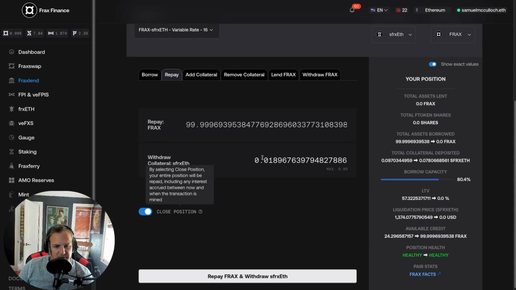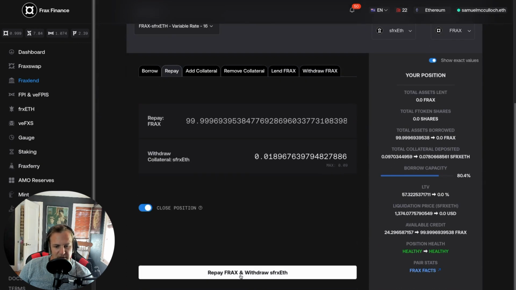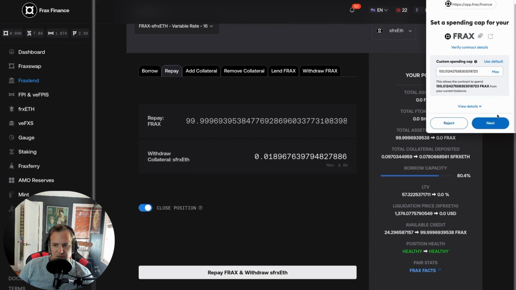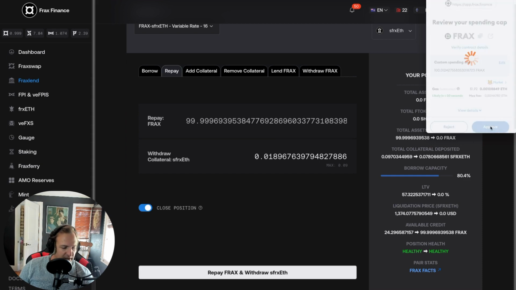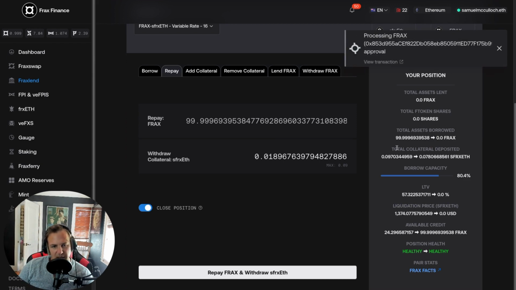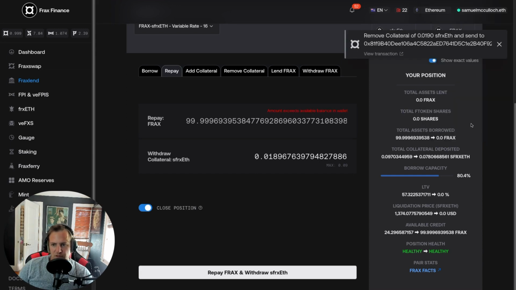So what I could do is just press close position. It closes everything out. I don't have to worry about the position anymore. So let's do that. Let's repay the Frax and withdraw the sfrxETH. This is going to close the position, and I'll get my sfrxETH back, and I will pay the Frax back. The position will close, and I'll just be done with my loan. I'll have taken the loan, I'll have then paid it back, and I can just clap my hands and everything goes away. All right. I have closed this position, I believe.